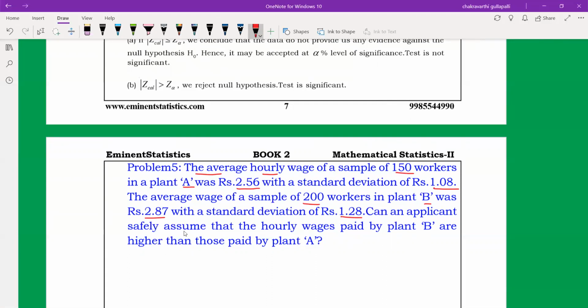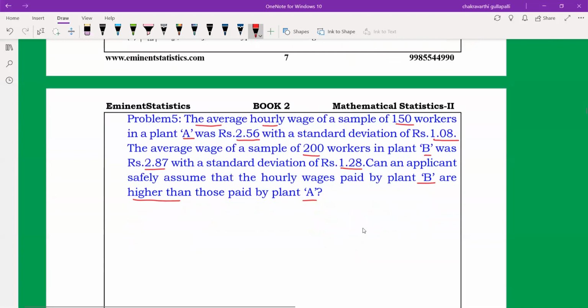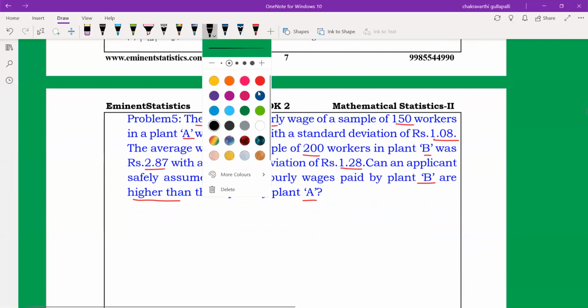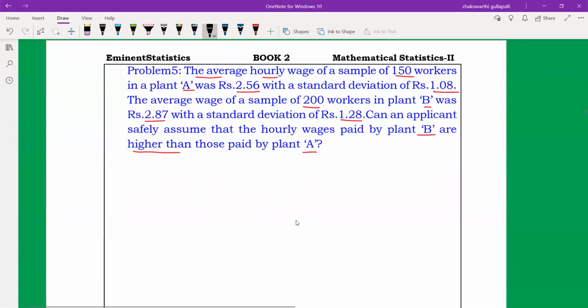Can an applicant safely assume that the hourly wage paid by plant B is higher than that paid by plant A? Now we have to test this statement. Is it true, is it acceptable or rejectable? Solution.